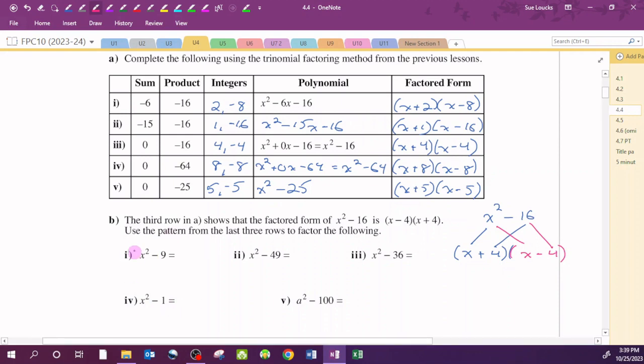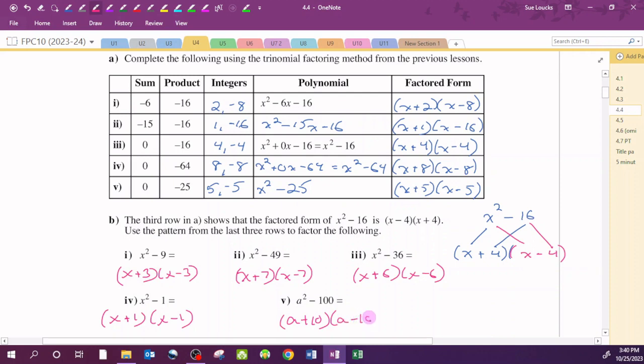Okay? So this is going to be x plus 3 times x minus 3. That's it. That's the whole difference of squares. That's all you do. So this is going to be x plus 7, x minus 7. Okay? You go ahead and do these ones and then come back and check them. Okay? x plus 6, x minus 6, x plus 1, x minus 1, a plus 10, a minus 10.